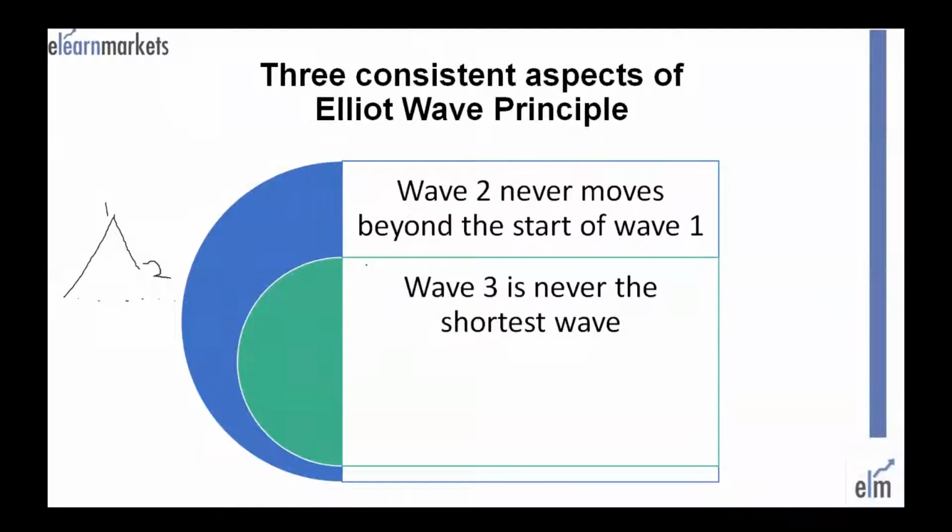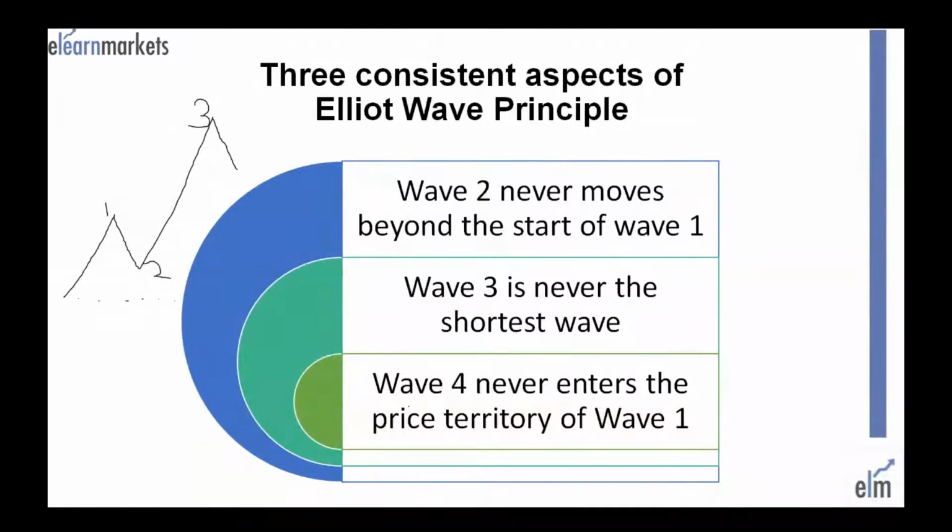The second aspect is that wave 3 is never the shortest wave. So wave 1 can be larger than wave 3, wave 5 can be larger than wave 3, but both wave 1 and wave 5 cannot be larger. Wave 3 should never be the shortest.